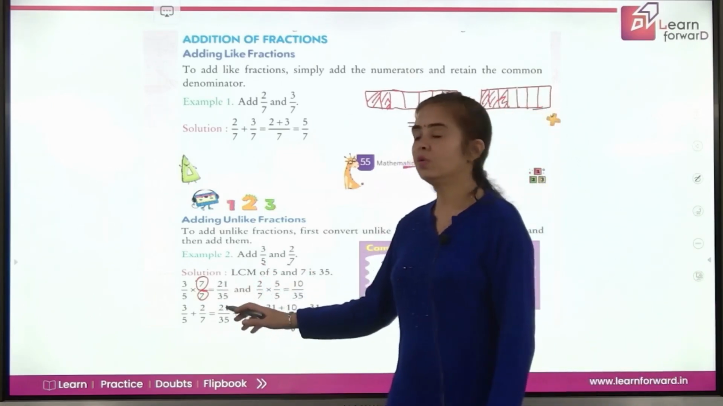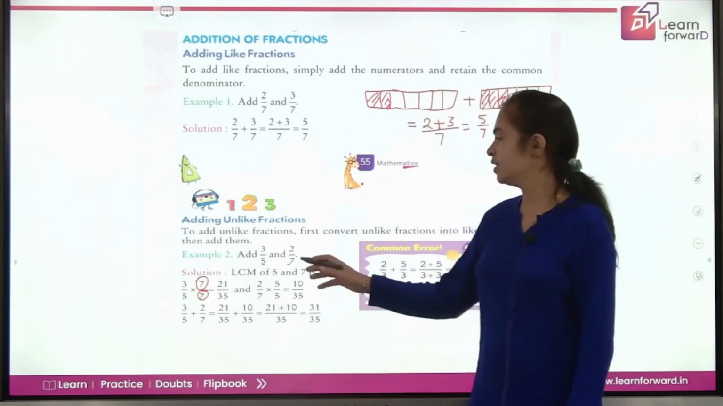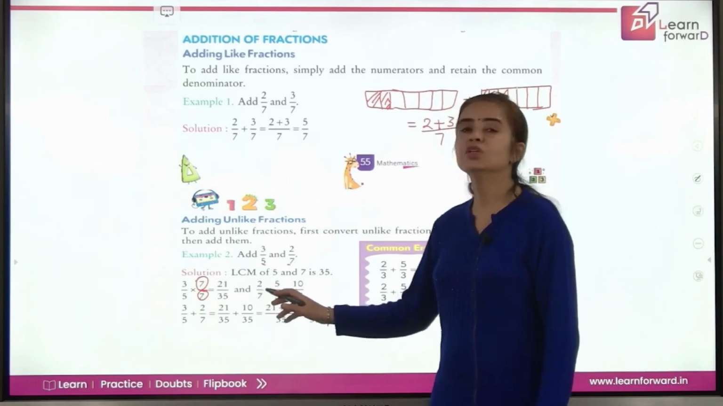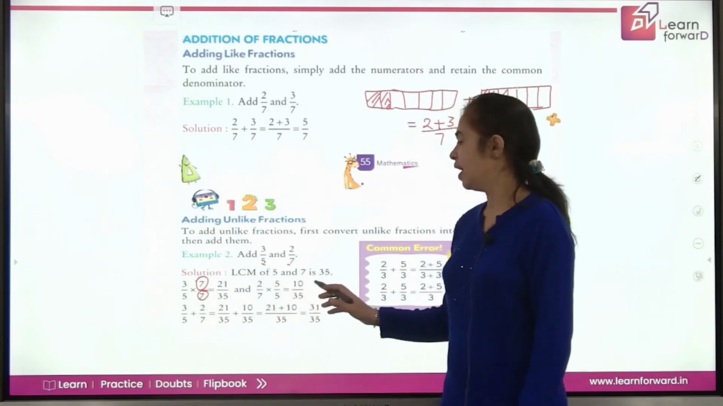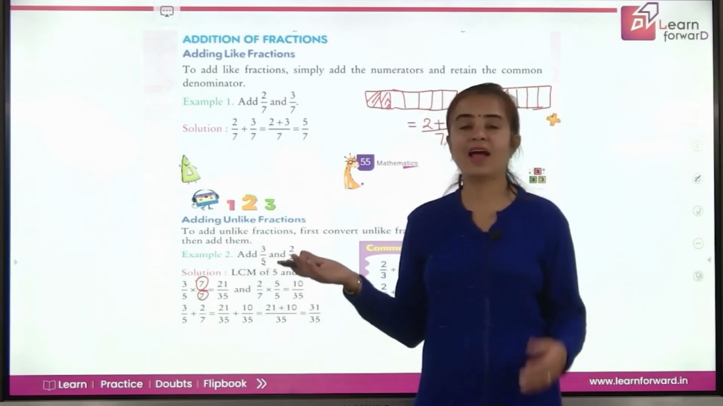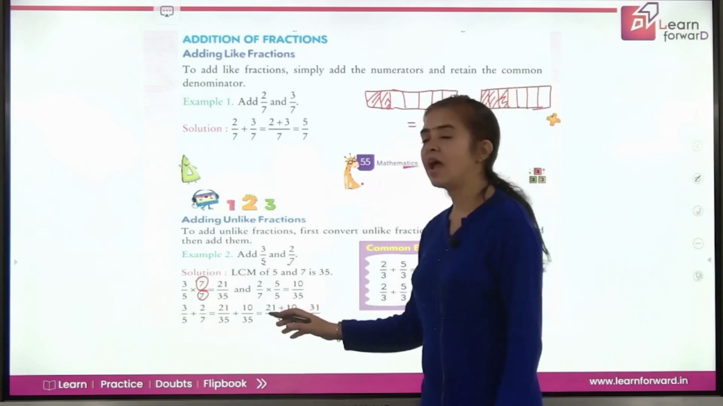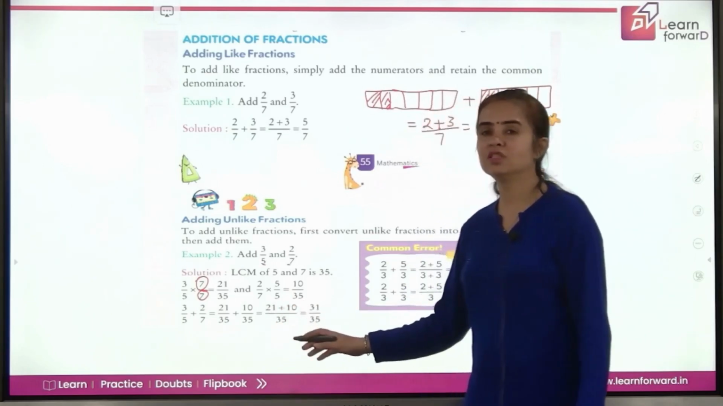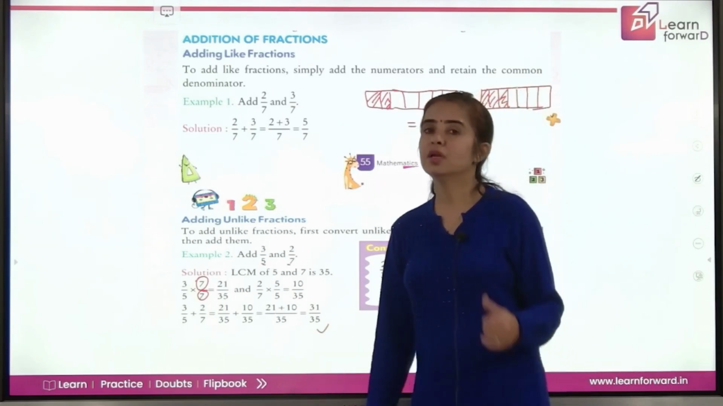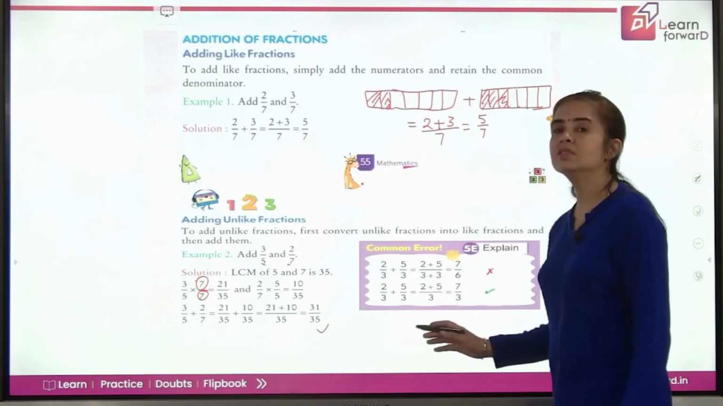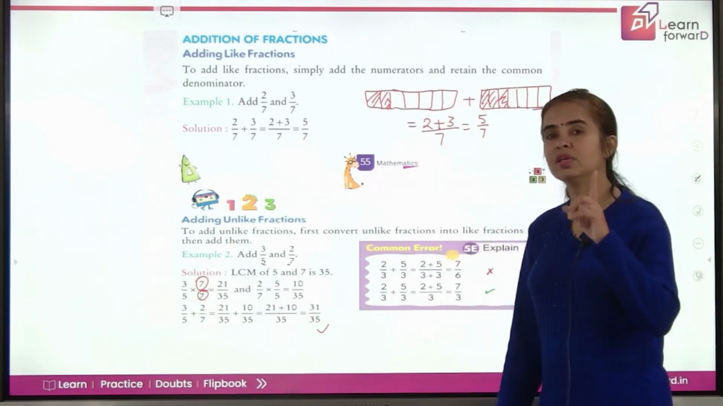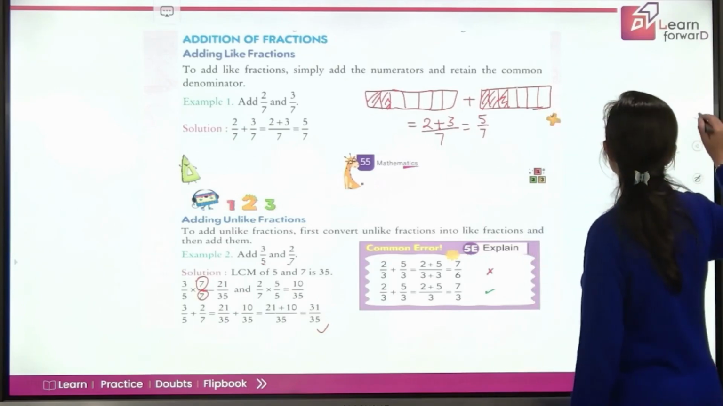So here you get 21 by 35. For the next one, 2 by 7, you change 7 into 35 by multiplying by 5. So you get 2 5s are 10 and this is 35. So 10 by 35. Do you think they are like fractions now? And it's simple to add them. We just add the numerators: 21 plus 10, which is 31 by 35, is your answer, right? So remember, you don't have to add denominators. You have to make the denominators the same and then write the denominator only one time. Add up only the numerators.